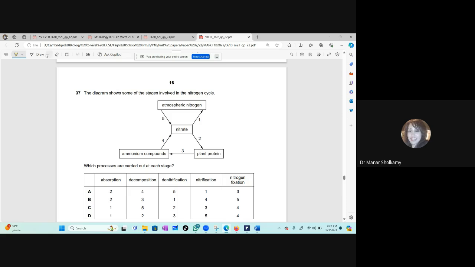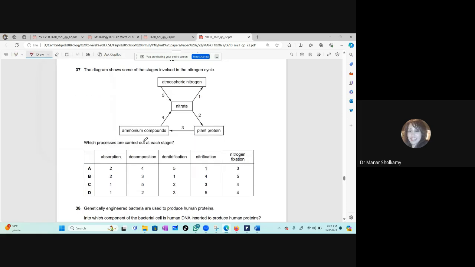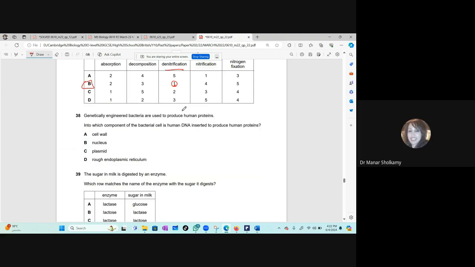37. The diagram shows some of the stages involved in the nitrogen cycle. Which process is carried out at every stage? Now, let's look at one. Nitrate in the soil will now become nitrogen in the atmosphere. So what is one? Denitrification. So I have to look for denitrification, and I got the answer B. Yes, B. Very nice.